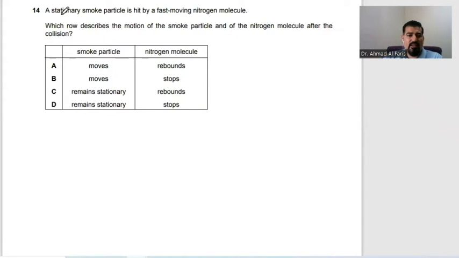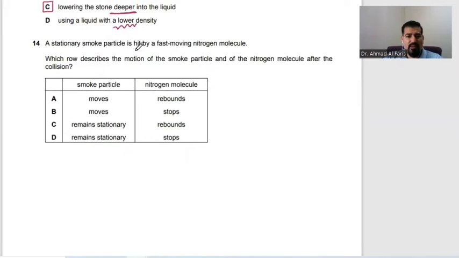Question number 14. A stationary smoke particle is hit by a fast-moving nitrogen molecule. Which row describes the motion of the smoke particle and the nitrogen molecule after the collision? The smoke particle, does it remain stationary? Of course not. It moves. And the nitrogen molecule? It rebounds. So the answer is A.